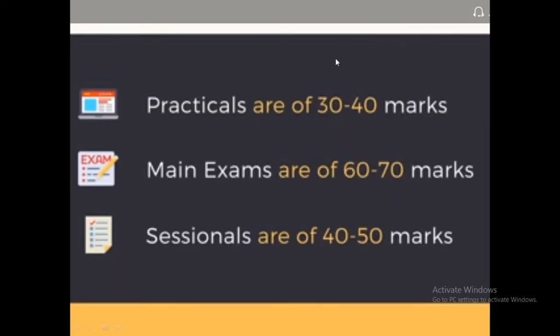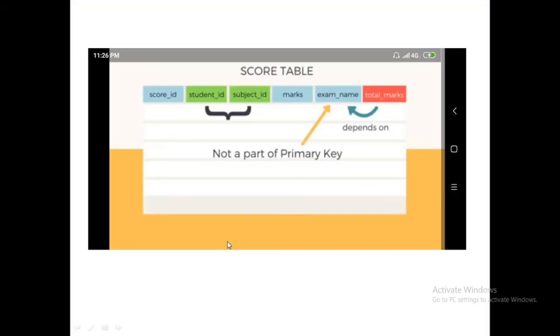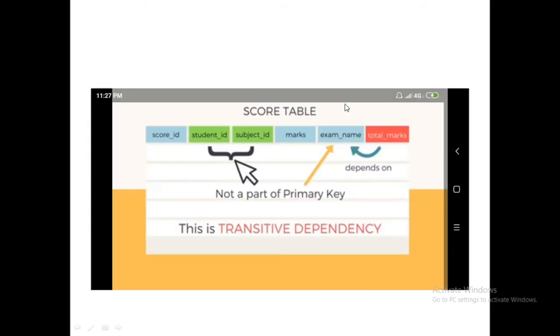The total marks always depend upon the practical exam mark, the main exam mark and the sessional exam mark. And here you can see that the total marks depend on the exam name. Here the exam name is not the primary key. The primary key is the student ID and the subject ID, and the exam name is not a part of the primary key, and the total marks depend on the exam name.